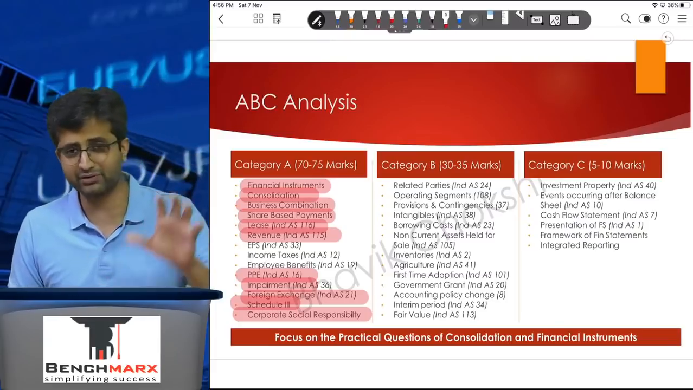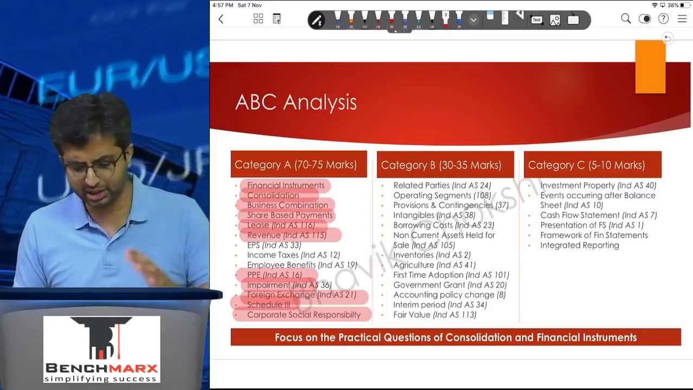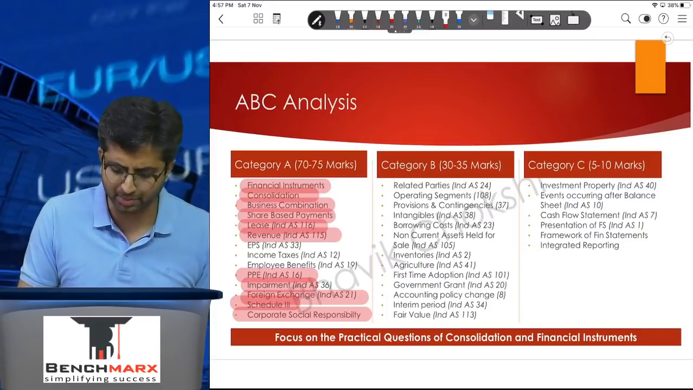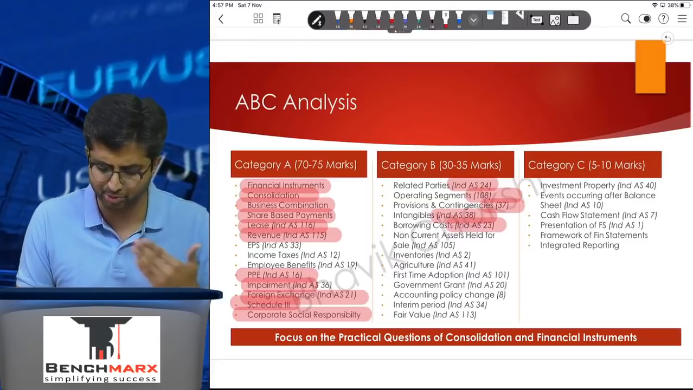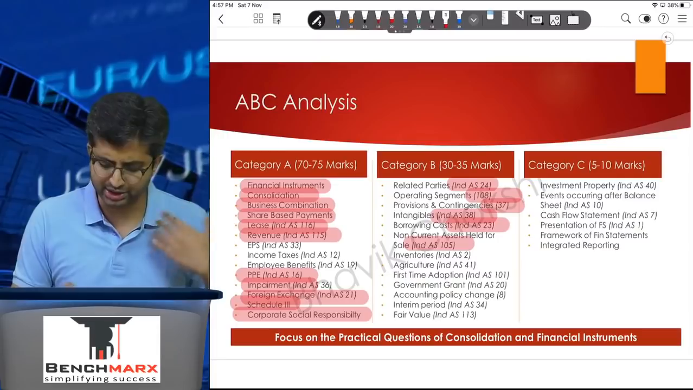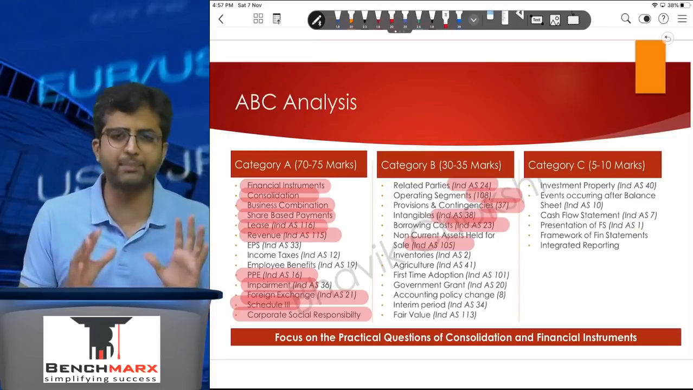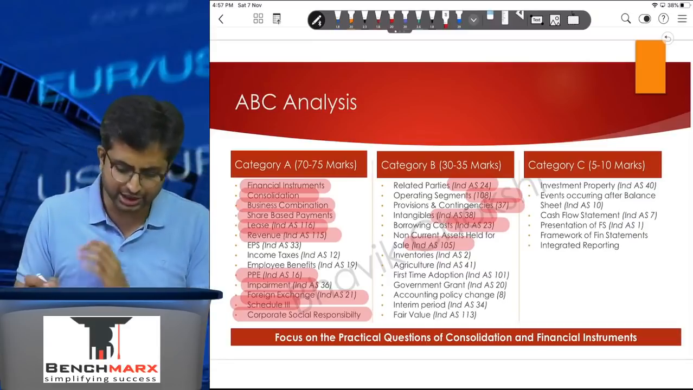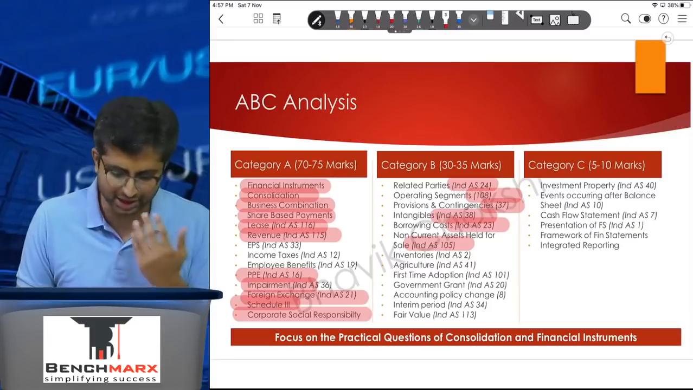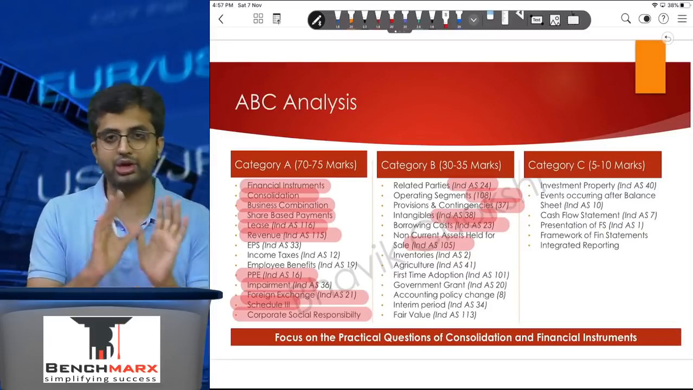But while you are covering everything, these category A topics, please do that in a lot of depth. Category B topics, we have listed items like related parties, segment reporting, provisions and contingencies, intangibles, borrowing cost, non-current assets held for sale, etc. We have listed all of these. You should do all of them, but do not invest a very large amount of time here. And category C being the least important topics, and unfortunately this is a very small list, which also I would expect you to study.